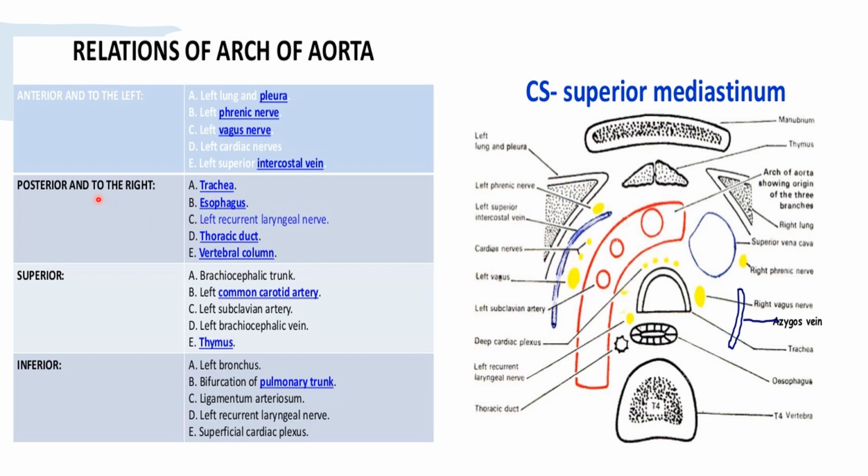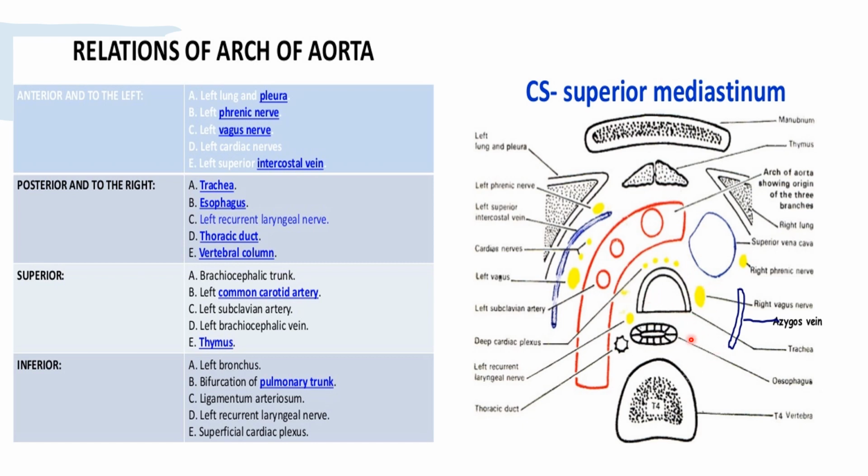Then coming to the relations posterior and towards the right of the arch of aorta. We can see here on the posterior aspect of the arch of aorta, the trachea. Then further posteriorly we can see the esophagus, then the left recurrent laryngeal nerve, the thoracic duct and the vertebral column. So these are the relations of the arch of aorta posterior and to the right.